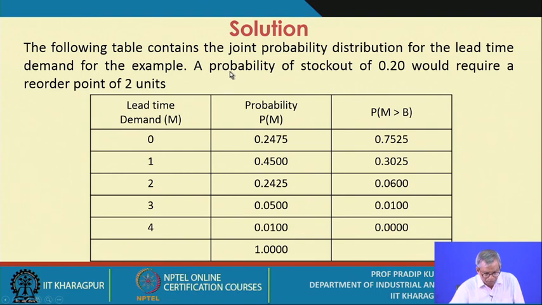So here the problem says that the probability of stockout of 0.20 would require a reorder point of 2 units. This is obviously 0.20. That means this value lies between 0.30 and 0.06, so obviously you prefer the lower value. That means against this value you get the lead time demand of 2 units. So that should be your reorder point.